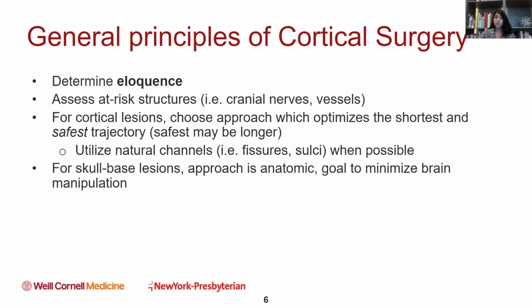For skull-based lesions, so those extra-axial lesions we were talking about, like meningiomas, the approach is generally anatomic. It's pure anatomy. We go by skull-based anatomy and we approach it based on the bony anatomy that is needed in order to expose the tumor. And the goal here is really to minimize brain manipulation because we're talking about tumors that are really not arising in the brain, they're arising outside the brain. And so the goal is expose as much as possible and really work in that extra-axial space.